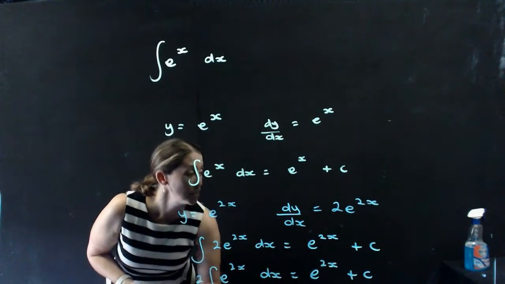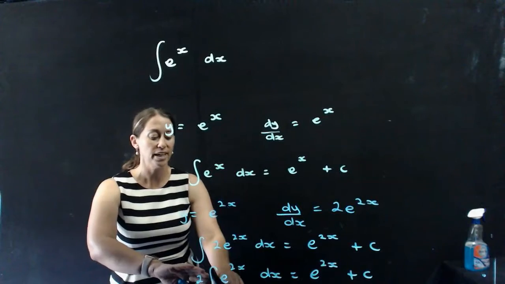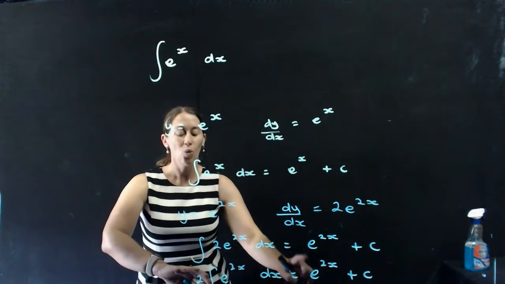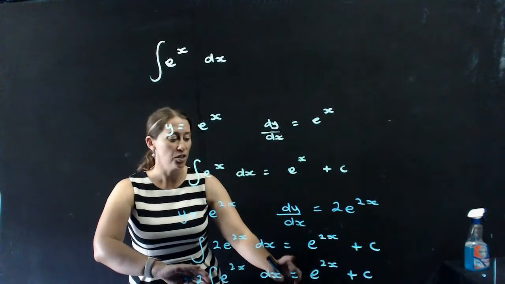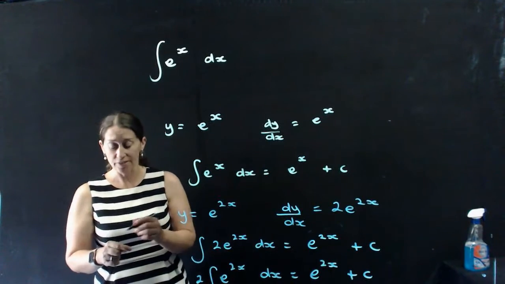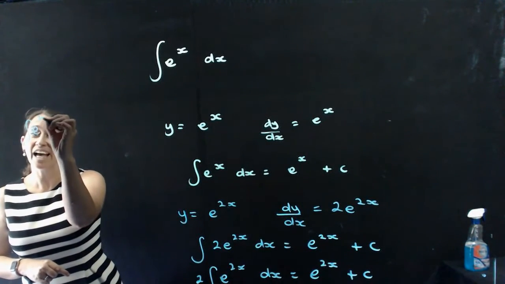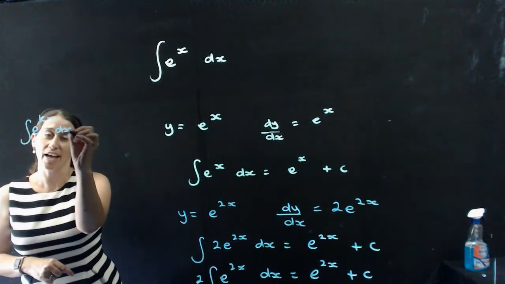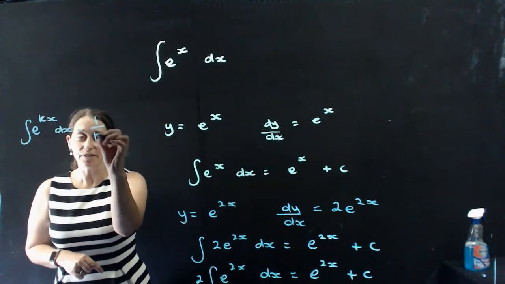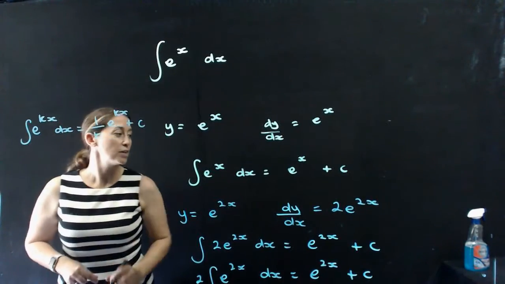We can say, and I think I'm going right off the bottom of the page, so I'll just talk through it. We can say that the integral of e to the 2x dx equals 1 over 2, e to the 2x plus c. And we can generalize this by saying that the integral of e to the kx with respect to x equals 1 over k e to the kx plus c.